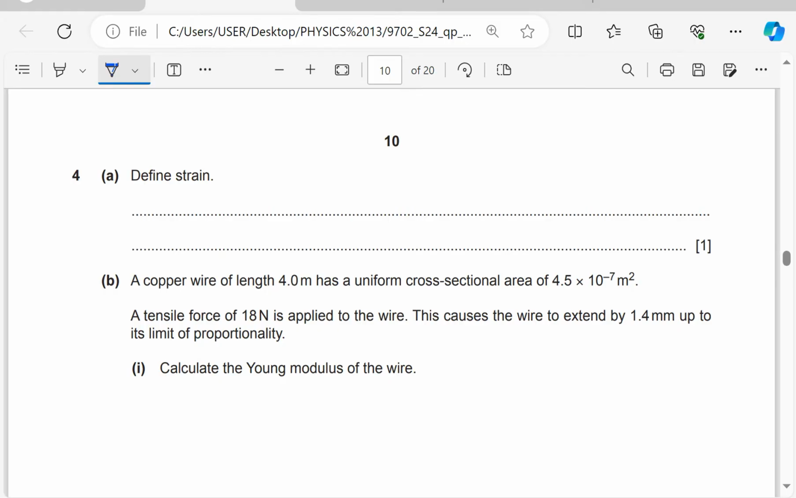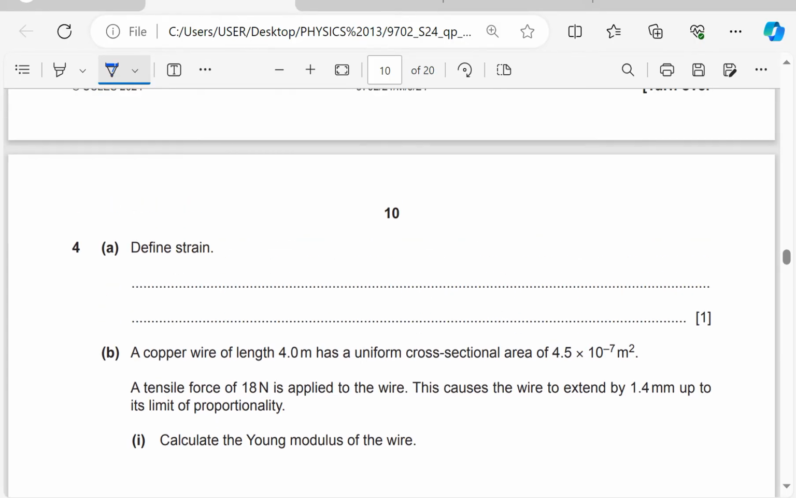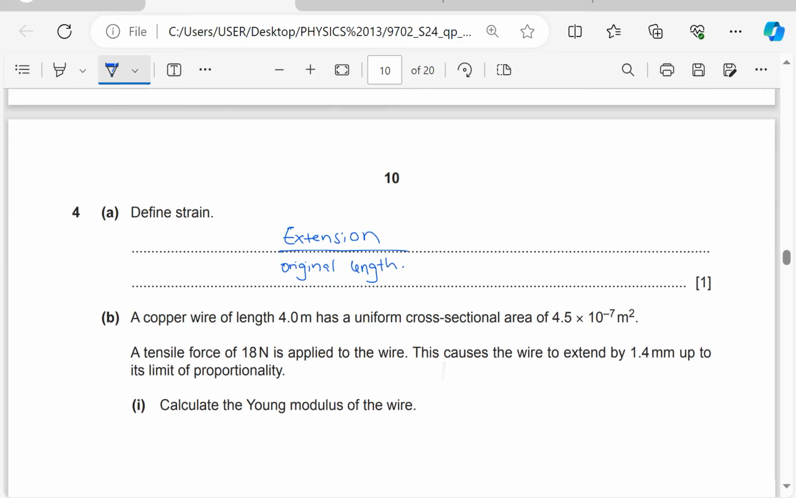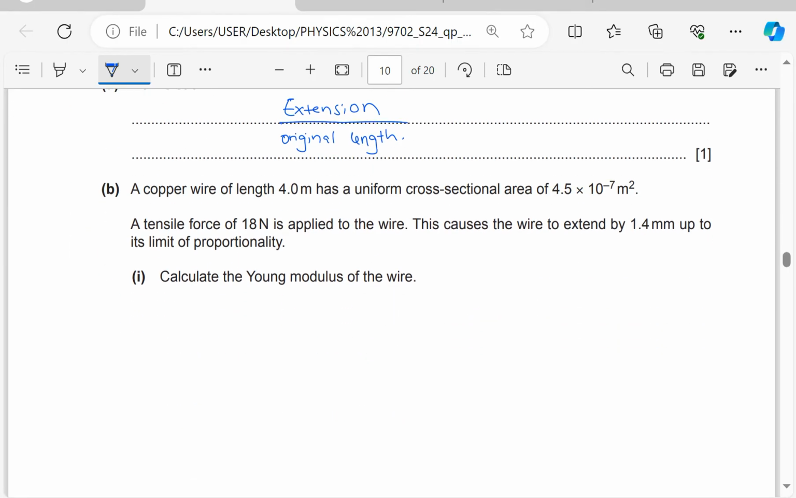Define strain. Of course, we know that strain, without struggling writing a lot of things, is the extension over original length. So I can just write a formula: extension divided by original length. Extension divided by original length, that is strain. Don't write a lot of things about strain or stress.